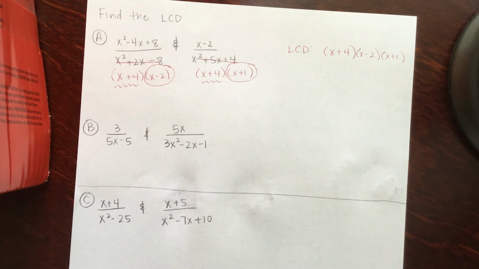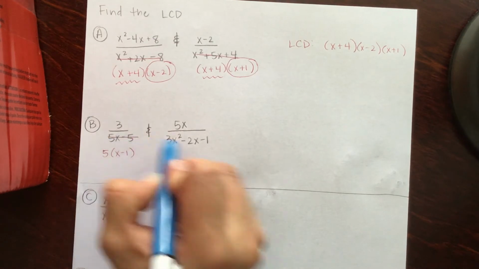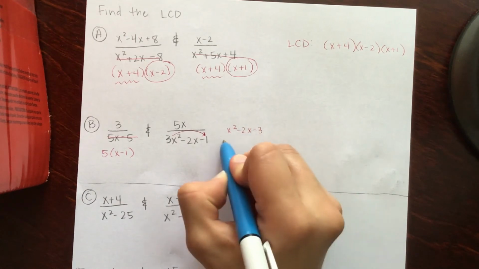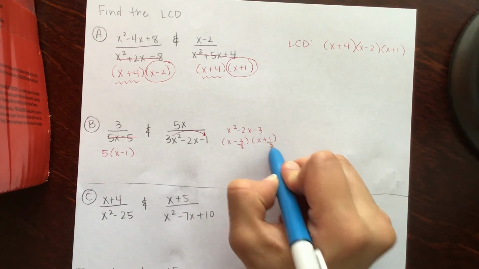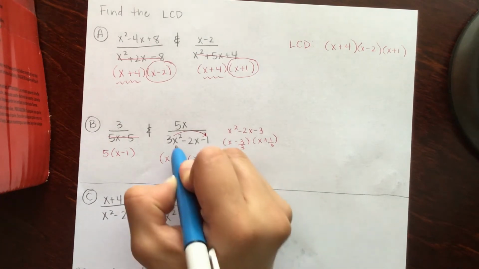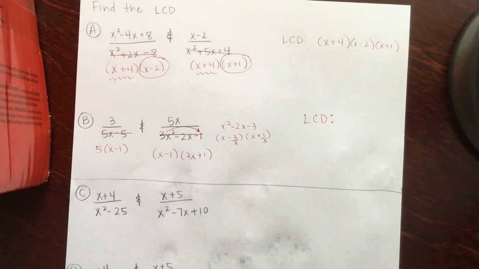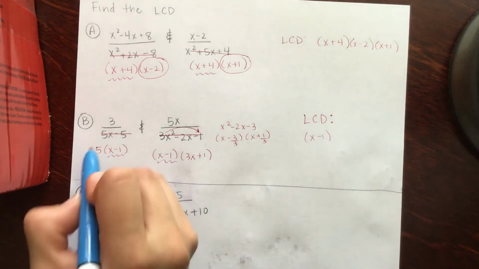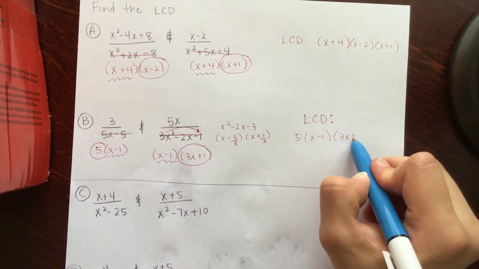Let's do another example. In the second example, factor. The least common denominator is, notice again they both have a factor in common. The first one also has a 5, and the second one also has a 3x plus 1.